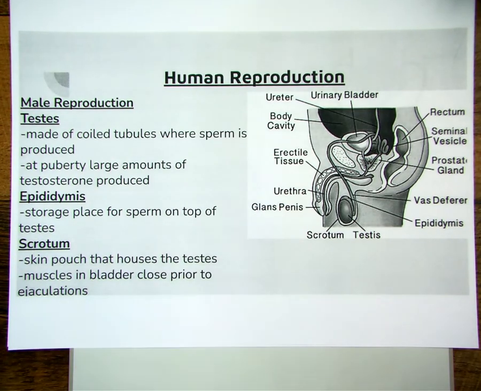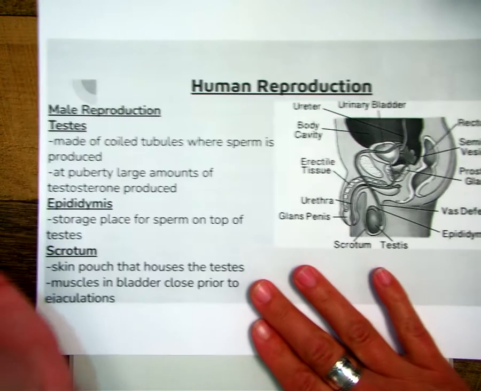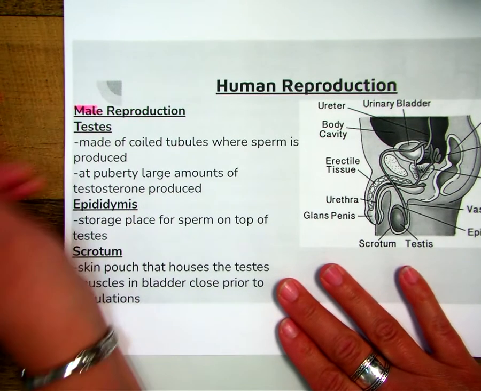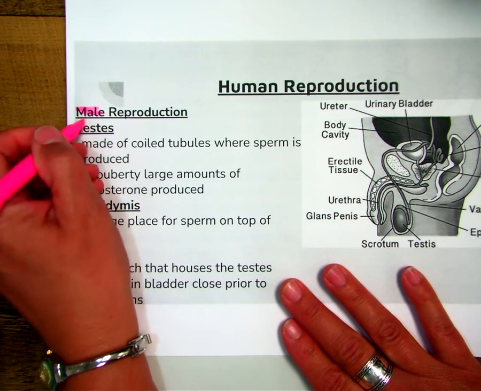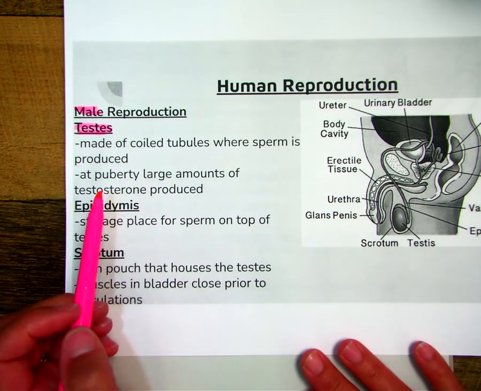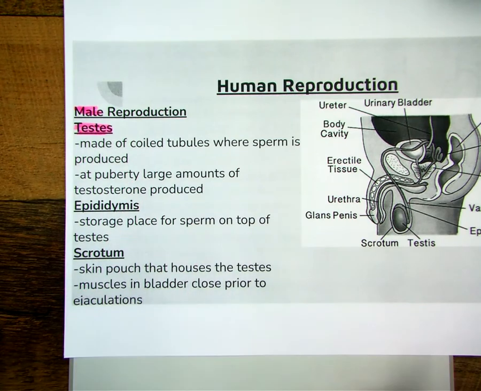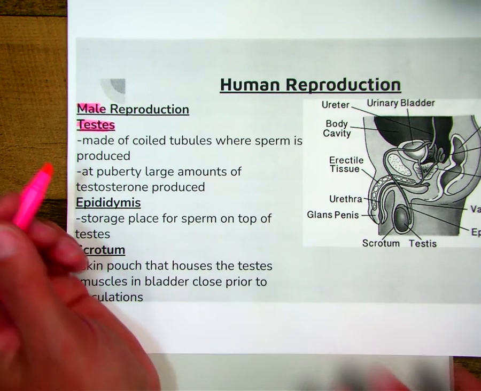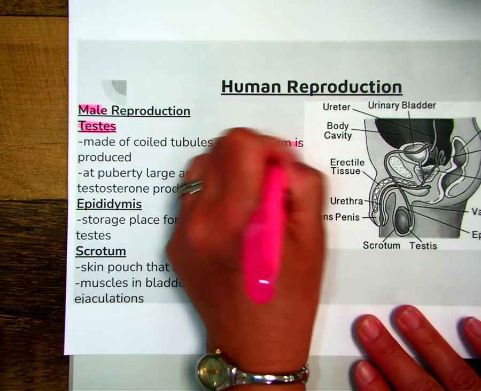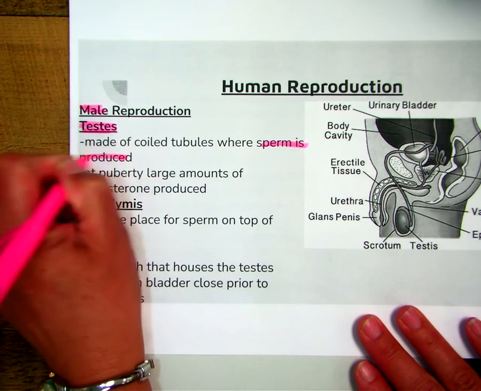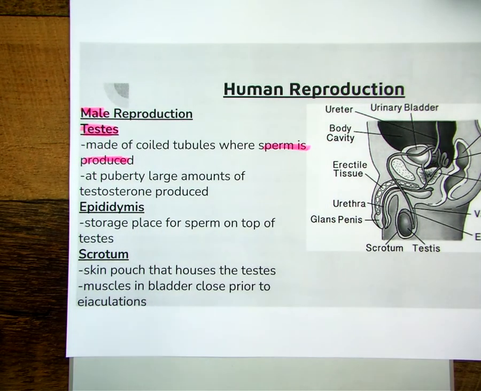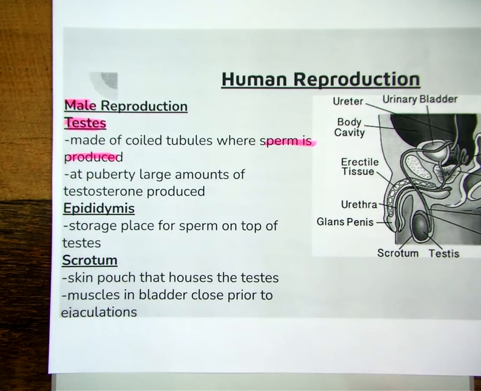So the gonads you already have learned for males are the testes. Go ahead, highlight that. In the testes, there are coiled tubules where sperm is produced. This is where we make the gametes, the sex cells. You learned all this vocab in the last few weeks.